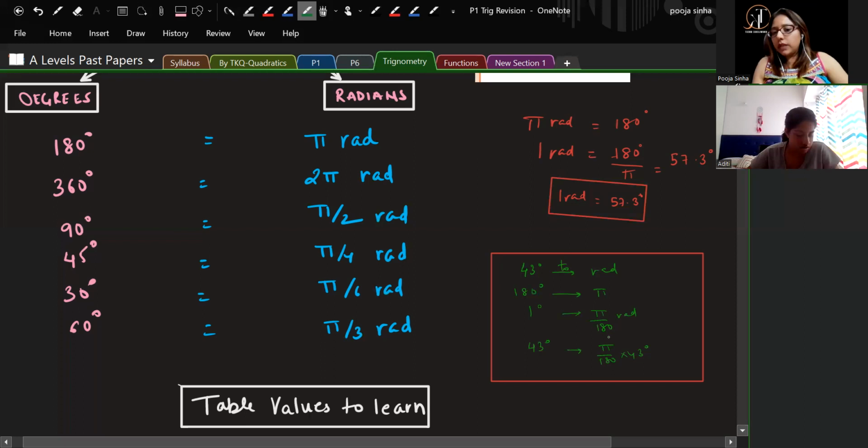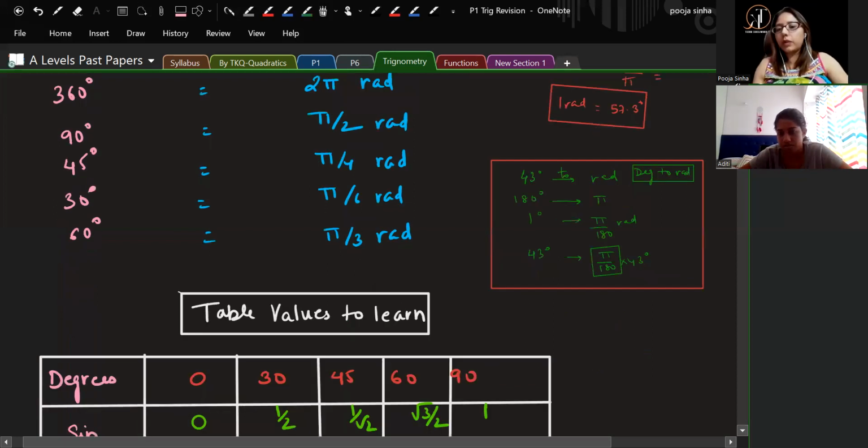So basically, what did you see? If you want to convert from degrees to radians, what are we doing? You're multiplying by pi by 180. Correct? And then you multiply this by the number, by 43.